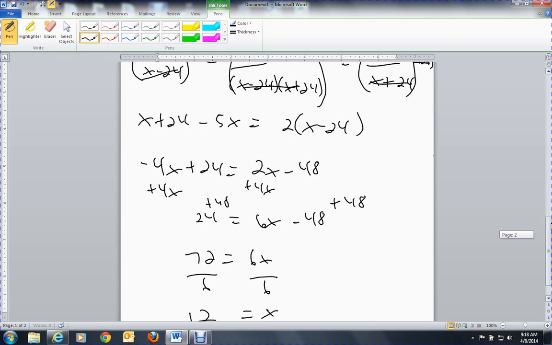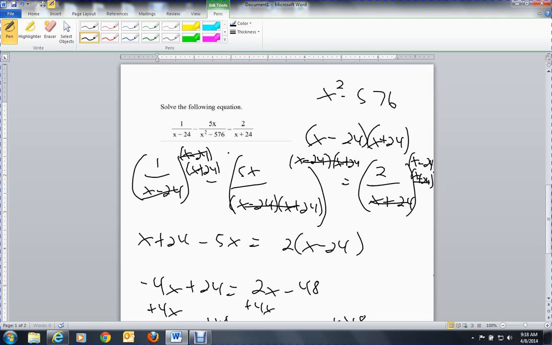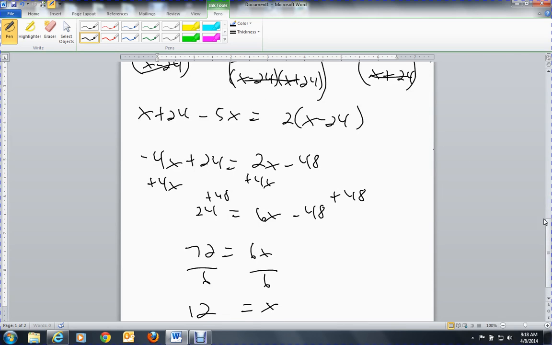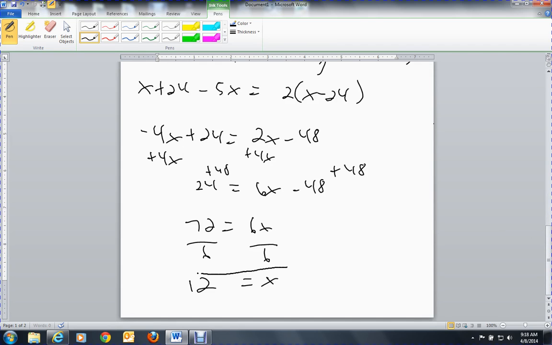The only thing I have to check is make sure I don't have division by 0. If I throw in a 12 for any x, I don't get division by 0. And this is our final answer. X equals 12. As always, if you have any questions, just let me know.